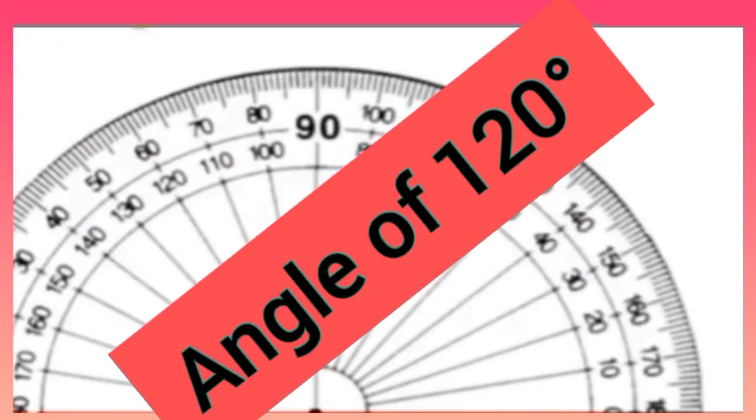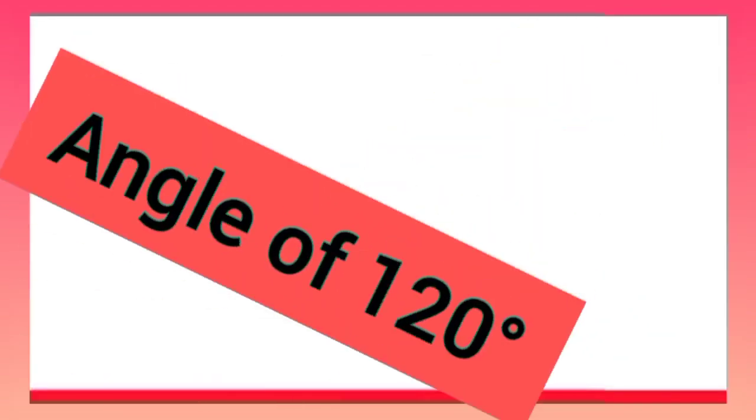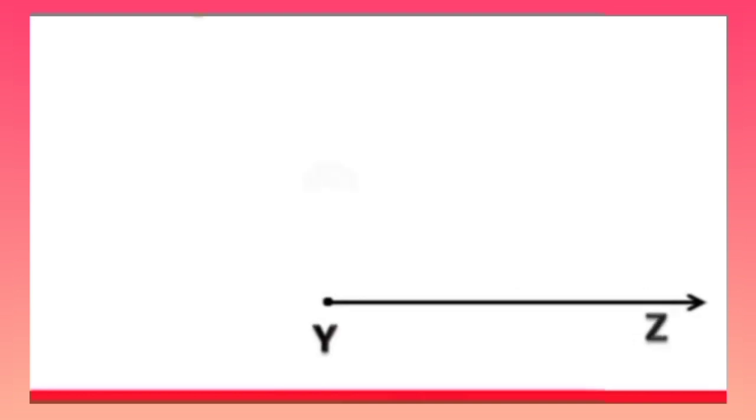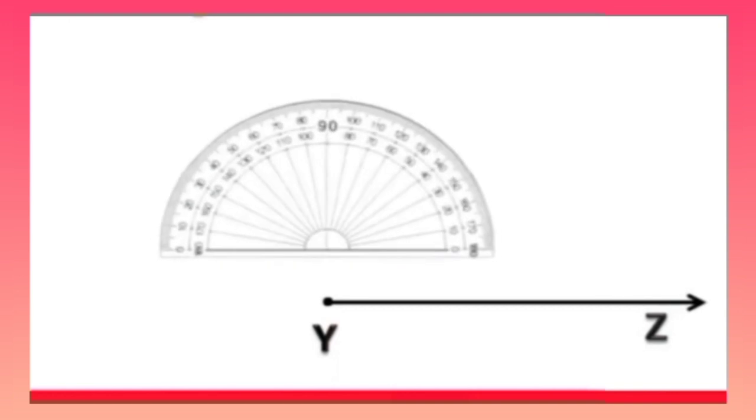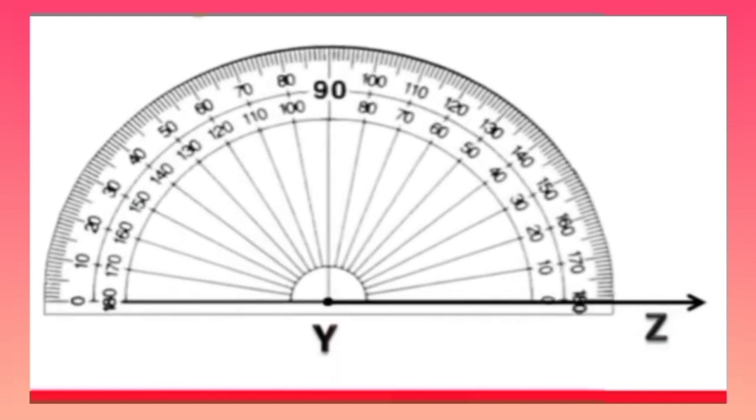Now let's draw an angle of 120 degrees. First of all, we will draw a ray YZ. Now take the protractor and keep the center of the protractor at point Y such that the zero line corresponds to YZ. Observe here carefully. We keep the vertex of the angle on the center of the protractor.